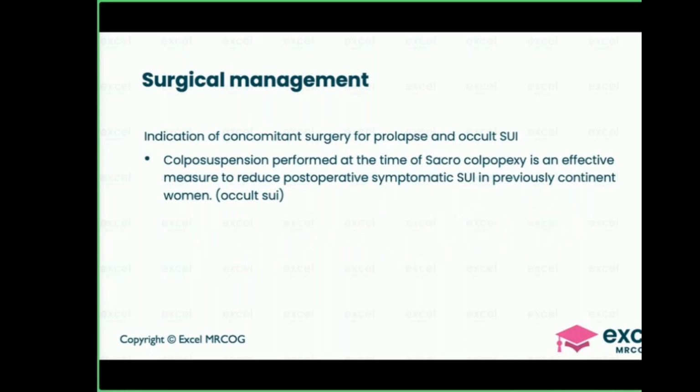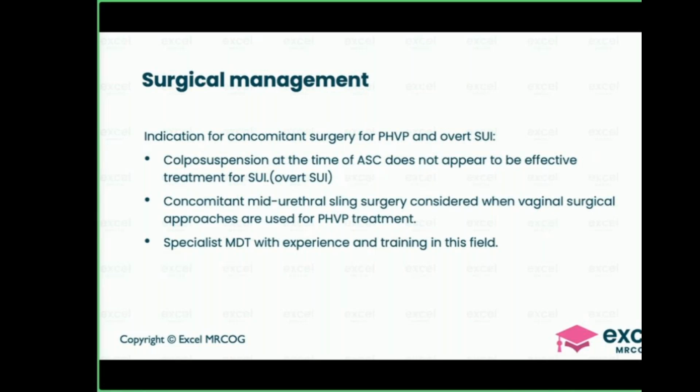Now, if there is overt SUI and you're doing a surgery for prolapse, a colposuspension at the time of abdominal sacrocolpopexy does not appear to be an effective treatment for SUI when it is overt. When it is overt, it is better to treat with mid-urethral sling surgery when you are doing a vaginal approach for PHPP.